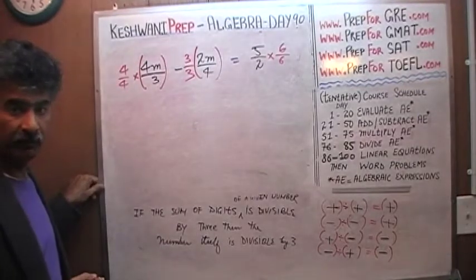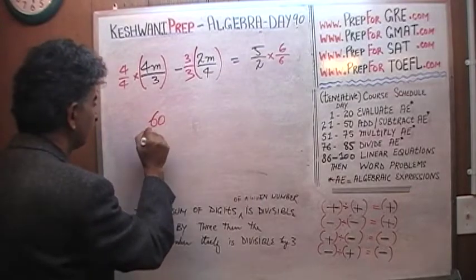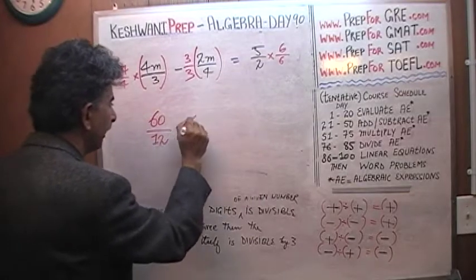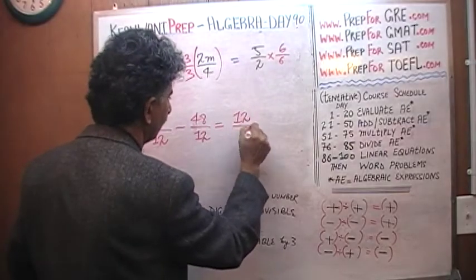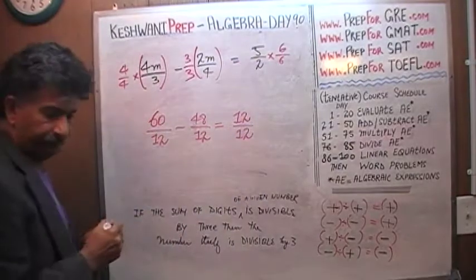Since everything has a 12 at the bottom, it looks something like this. 60 divided by 12 minus 48 divided by 12 should equal 12 over 12. Let's see if it makes sense.